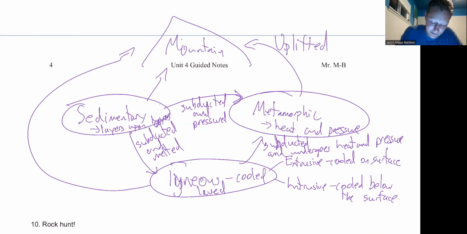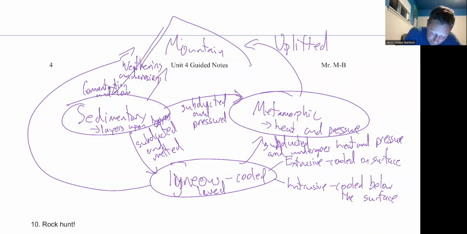And so here we have a mountain forming, and then weathering and erosion can form a sedimentary rock if a bunch of igneous rocks or metamorphic rocks or even sedimentary rocks in that case are weathered and eroded, and they form particles, and then they can undergo cementation and compaction and form a sedimentary rock, right? So that can happen from any rock into a sedimentary rock.